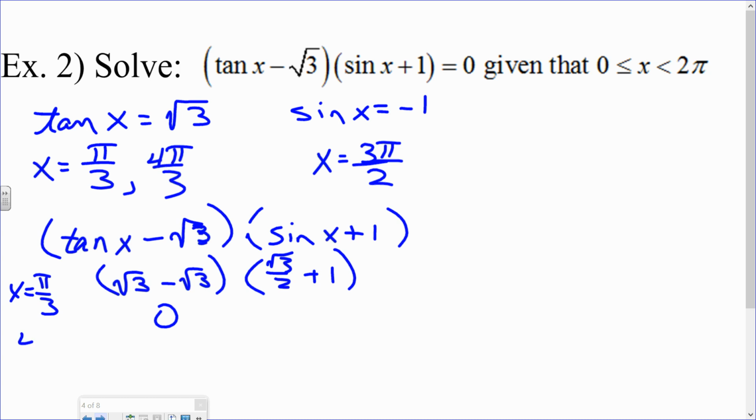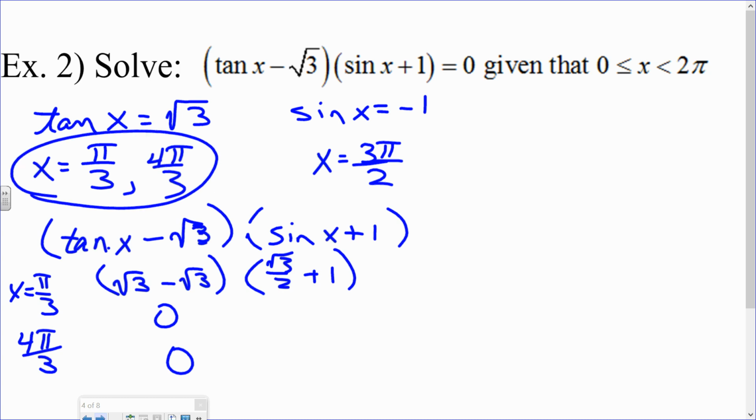If I try 4 pi over 3, I get root 3 for the tangent of x. So I've got 0 again. And for 4 pi over 3, I have minus root 3 over 2. Can I add 1 to that? Get a number? Times 0, I've got 0. So both of these work just fine. And that's to be expected because sine and cosine are defined for every angle we can come up with on the unit circle.